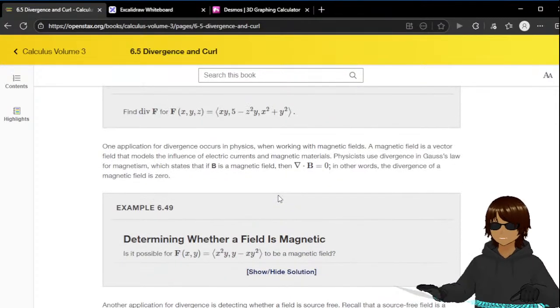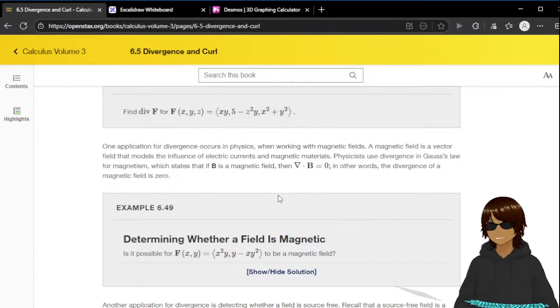One application for divergence occurs in physics when working with magnetic fields. A magnetic field is a vector field that models the influence of electric currents and magnetic material. Physicists use divergence in Gauss's law for magnetism, which states that if B is a magnetic field, then the divergence of B is zero. In other words, the divergence of the magnetic field is zero.